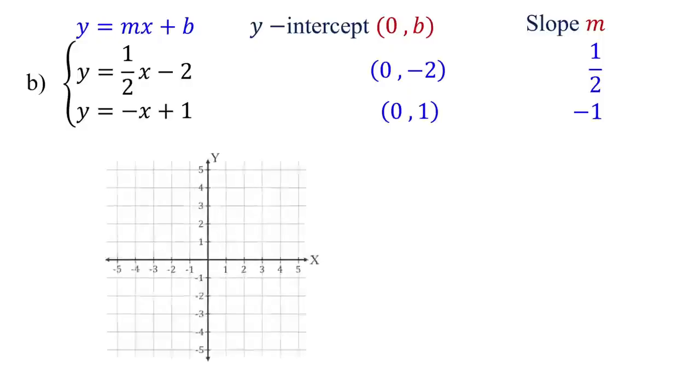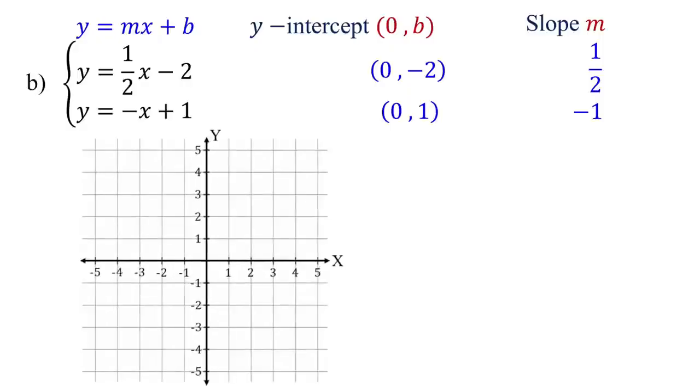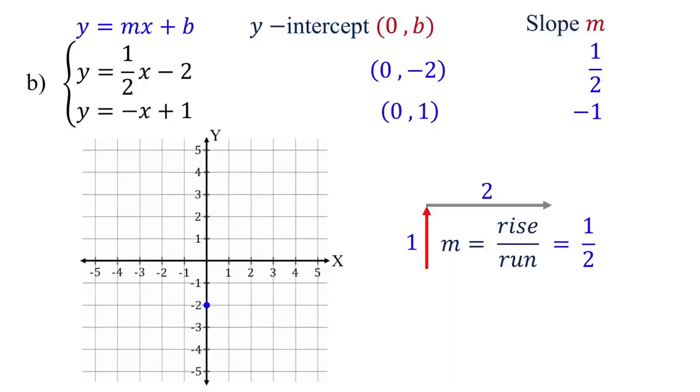Now let's begin by graphing the first equation. First, plot the y-intercept, which is located at (0, -2). Remember that slope is the ratio of rise over run. Since the slope is 1/2, the rise is 1 unit up, and the run is 2 units to the right. Now, starting from the y-intercept, go up 1 unit, then move to the right 2 units. Plot this as the second point.